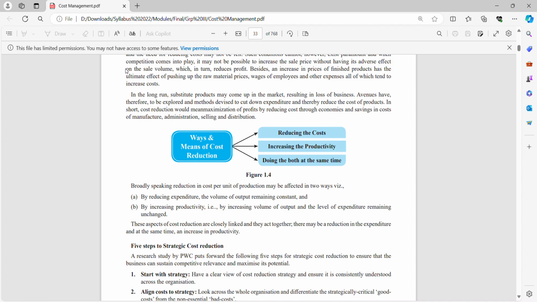Okay. These aspects of cost reduction are closely linked, and they act together; there may be reduction in expenditure. Suppose a question comes for 2 marks: two ways by which we can reduce down cost per unit. So that way you can get a question.